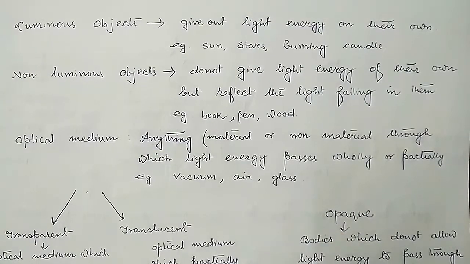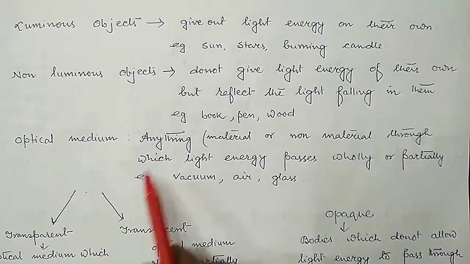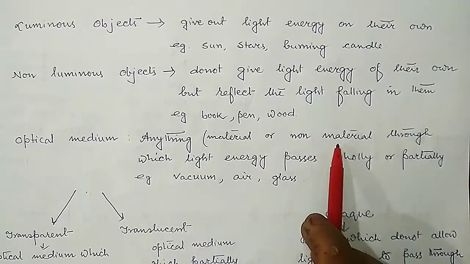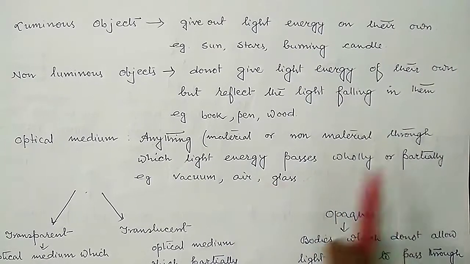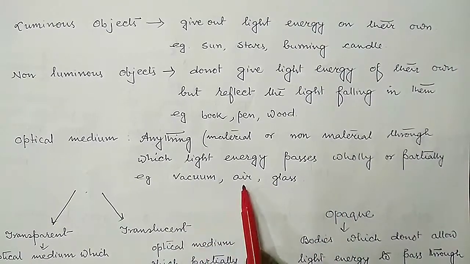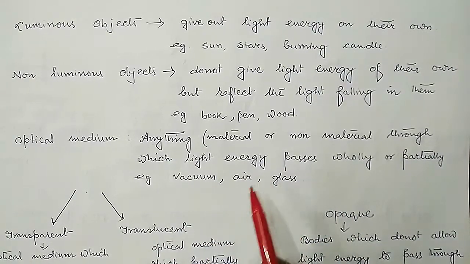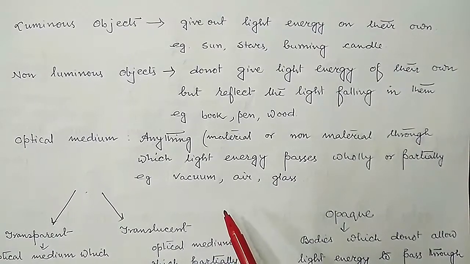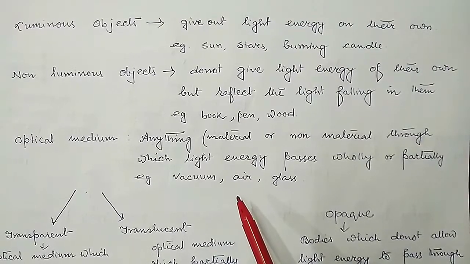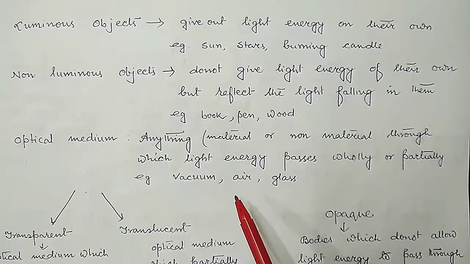Let me discuss the next thing, that is the optical medium. What are optical medium? Anything, material or non-material, through which light energy passes wholly or partially. Example, vacuum, air, glass. That means any material or non-material through which light can pass. Light cannot pass through wood, so that means wood is not optical medium. Light cannot pass through metals, so metals are not optical medium.